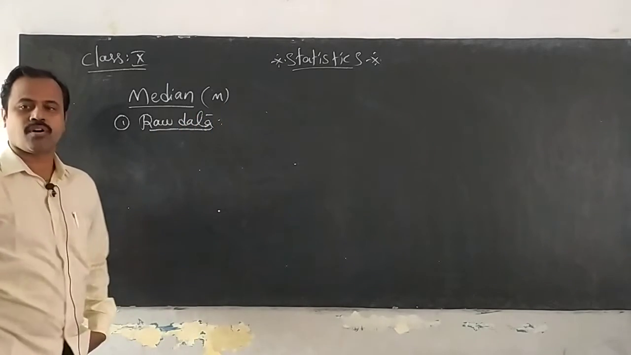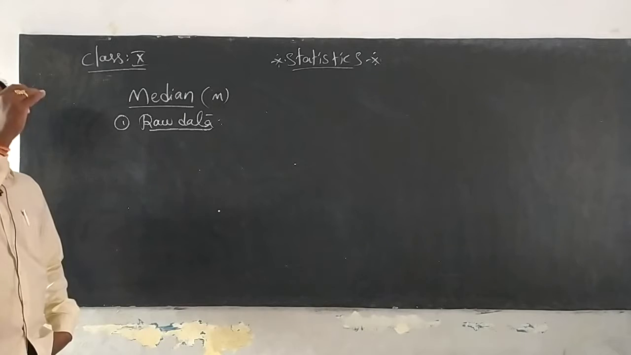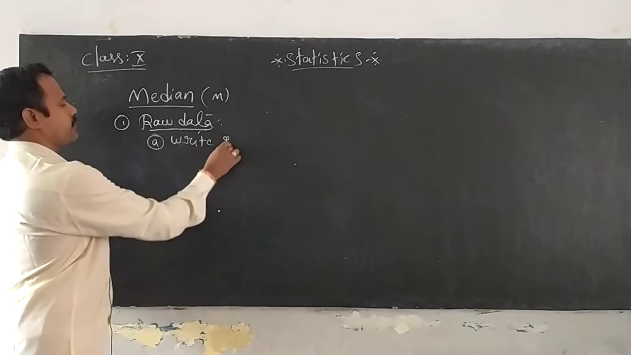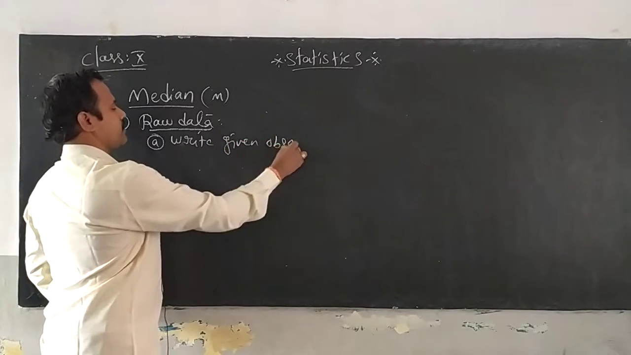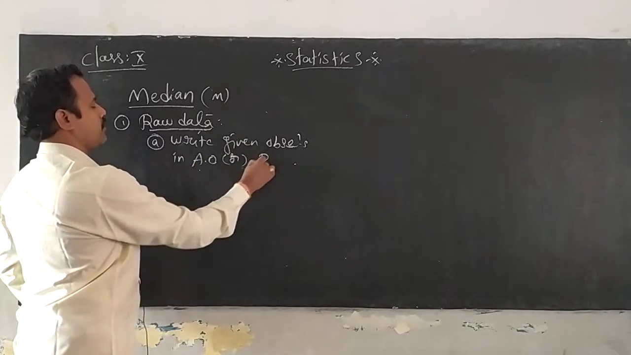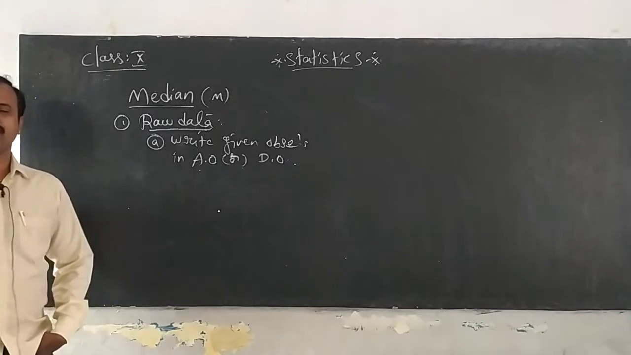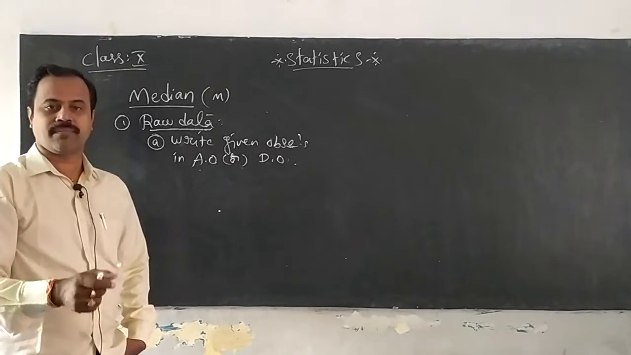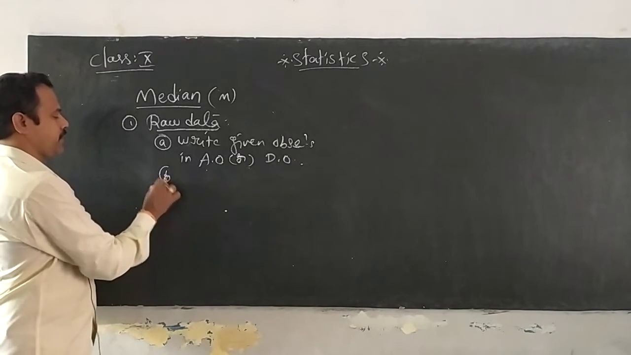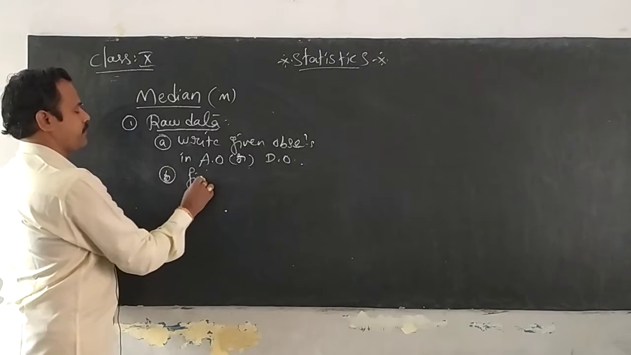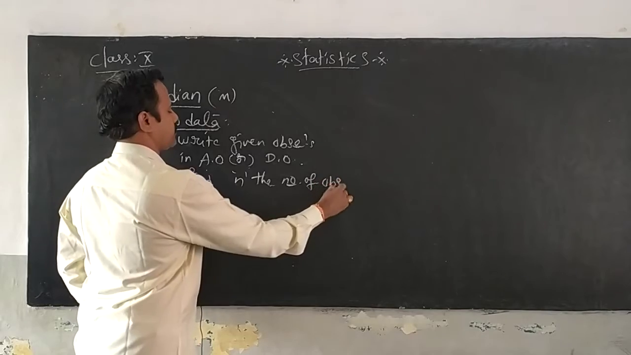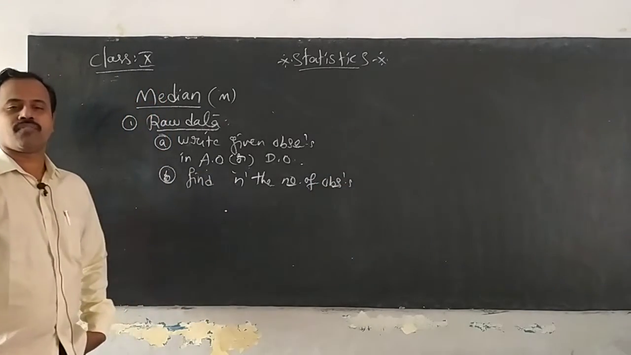To find the median of a given raw data, we need to follow some steps. The first step is to write the given observations in ascending order or descending order. You have to write the raw data either in ascending or descending order. The second step, B: find n, the number of observations.